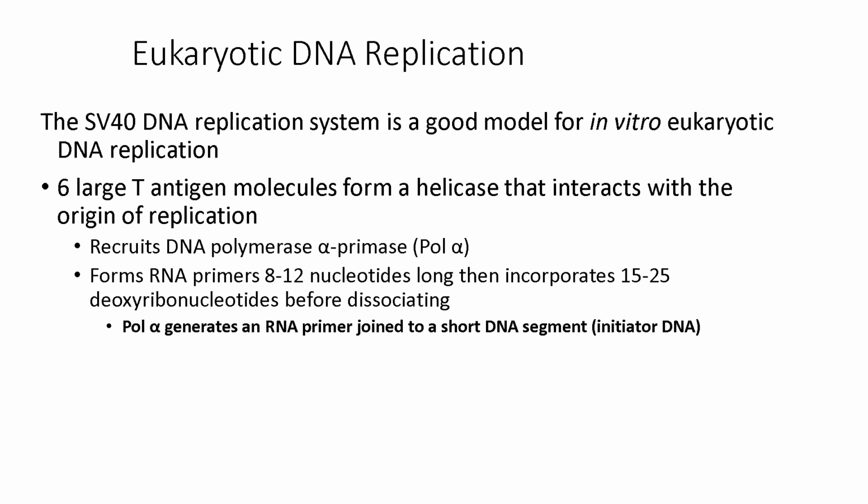The SV40 virus model provides an in vitro system for studying eukaryotic replication. In this system, a helicase made of 6 T antigen molecules recognizes the origin and unwinds the DNA. This helicase then recruits DNA polymerase alpha primase, which initiates replication by laying down a short RNA primer followed by a short stretch of DNA known as initiator DNA. This primer template junction becomes the starting point for DNA synthesis by more processive polymerases.